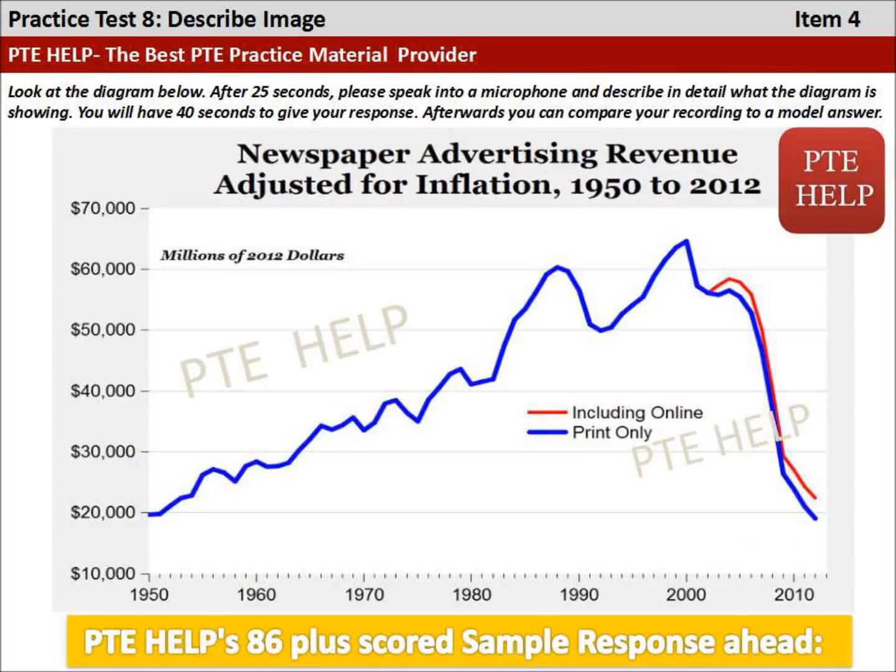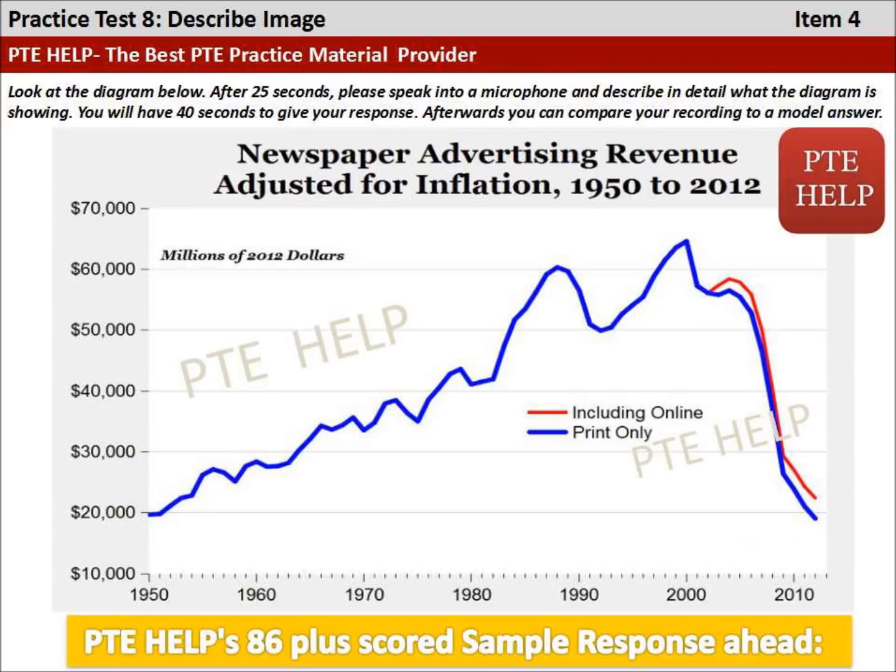This line chart illustrates the newspaper advertising revenue adjusted for inflation from 1950 to 2002. The income has been depicted in terms of dollars. In 1950, the advertising revenue of the print media was $20,000.